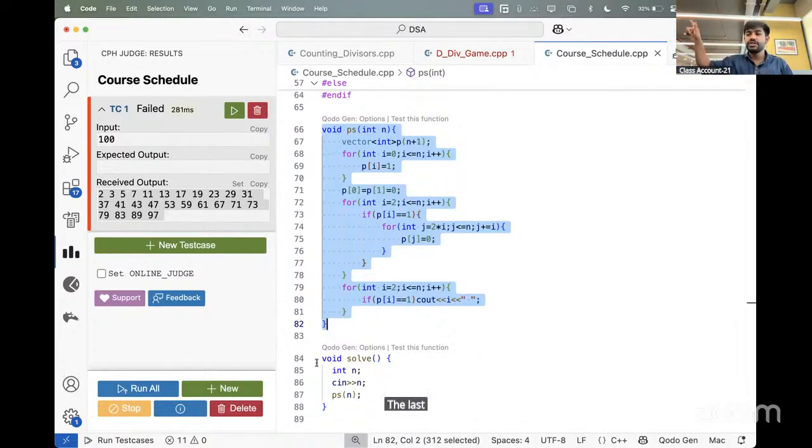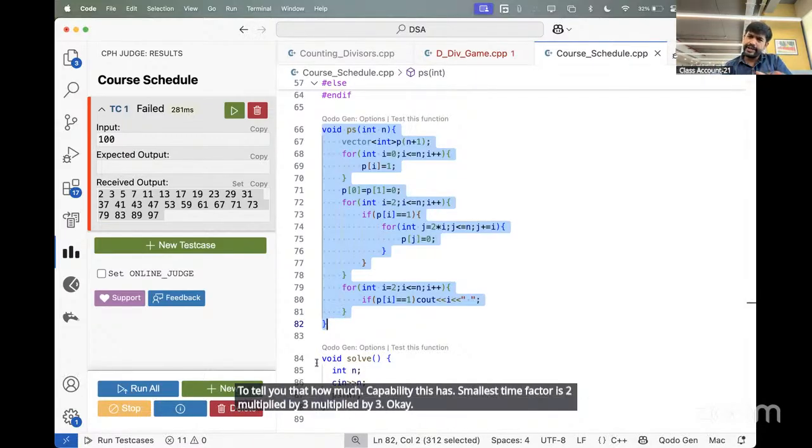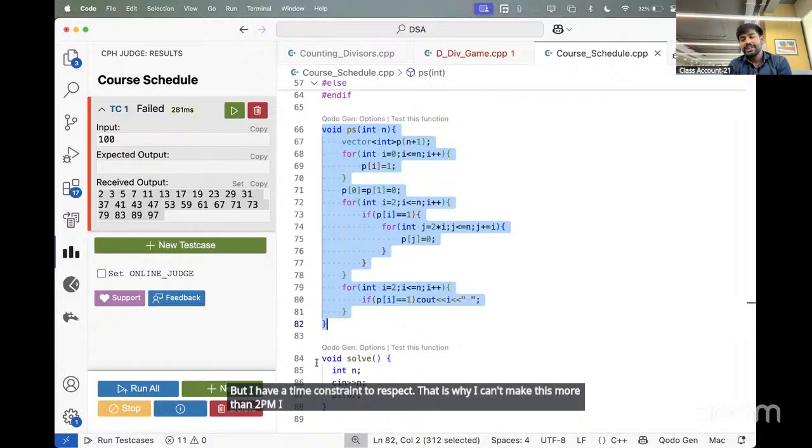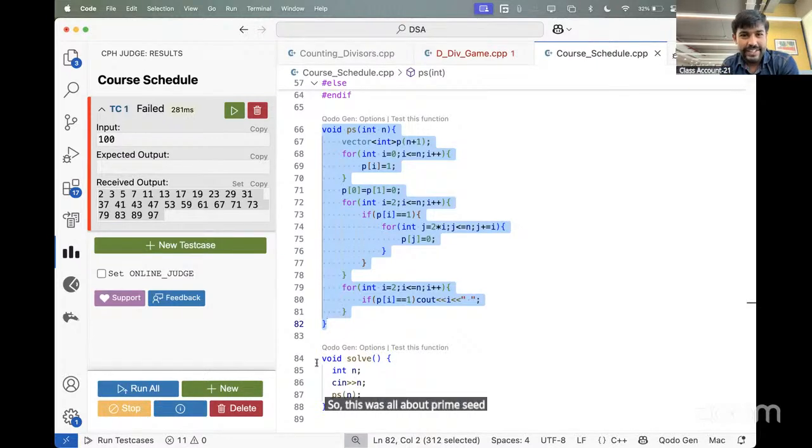The last upgradation of finding out the prime factorization was just to tell you how much capability this has. The prime factorization is 2 multiplied by 3 multiplied by 3. You understood the agenda of this, no? So, to be honest, I want to give you a ton of teaching out there, but I have a time constraint to respect. That is why I can't make this more than 2 p.m. IST. So this was all about prime sieve and the powers it has to unleash. It has a lot to give you.